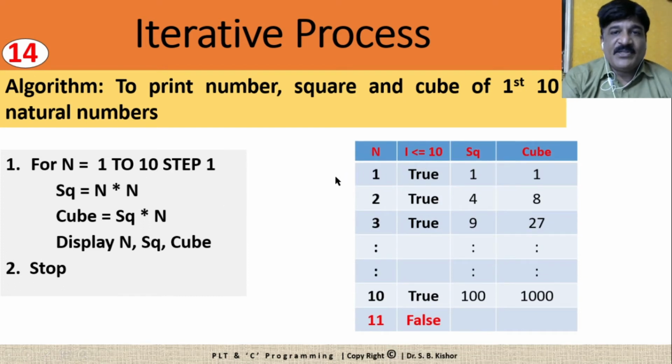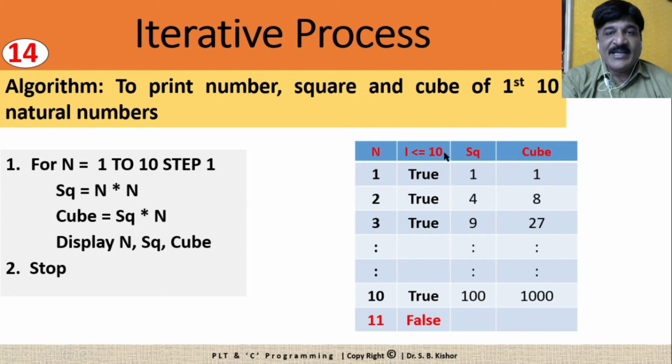So initially the value of n is 1. 1 is less than 10. The condition is true. So the square of 1 is 1 and the cube of 1 is also 1. Then the value will be incremented by 1, so it will become 2. 2 is less than 10. Here the condition is true. So the square of 2 is 4 and the cube of 2 is 8. Again the value will be incremented by 1, so n will become 3. 3 is less than 10. The condition is true. So the square of 3 is 9 and the cube of 3 is 27.